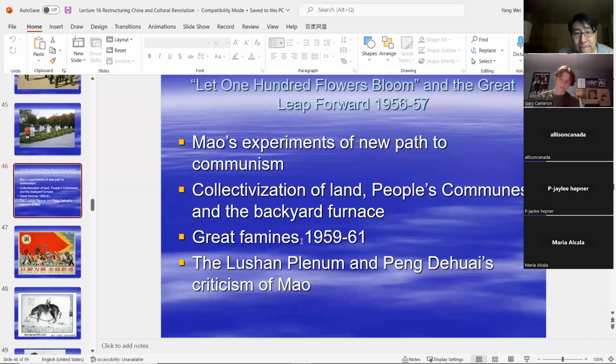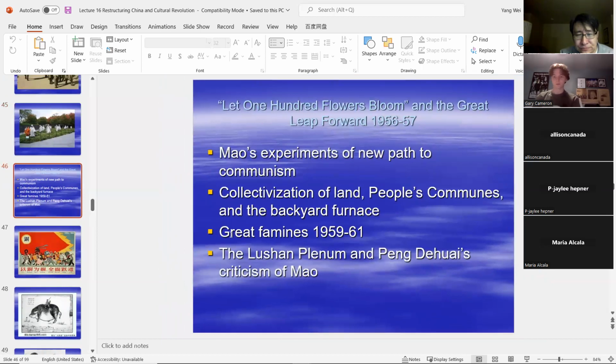Okay, the Great Leap Forward in 1957, this marked Mao's new policy to industrialize China.